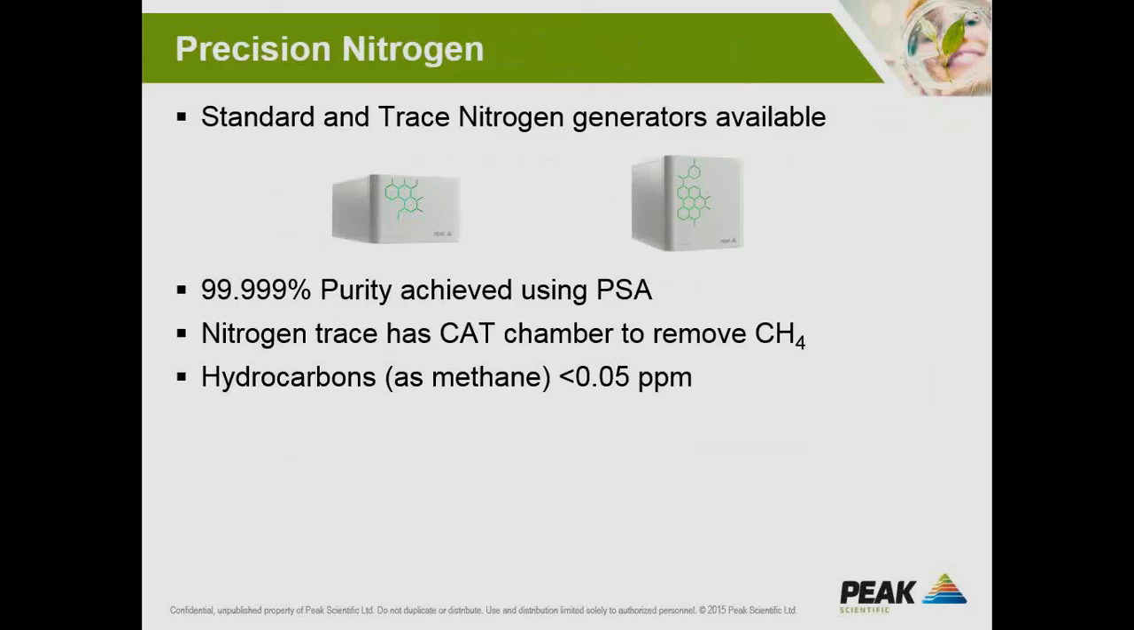The difference between the 2 systems is that the nitrogen trace system has a catalyst chamber which removes CH4, methane. And the reason that we have this is for any applications that require CH4 free gas. This just offers better purity because you can't actually trap CH4 using gas traps. And the hydrocarbon level is 50 ppb, or 0.05 ppm.